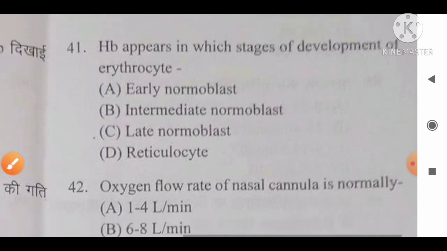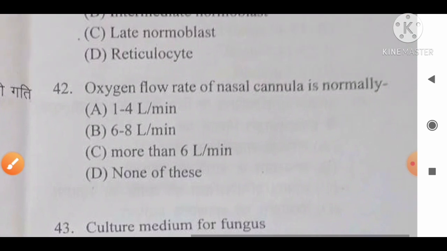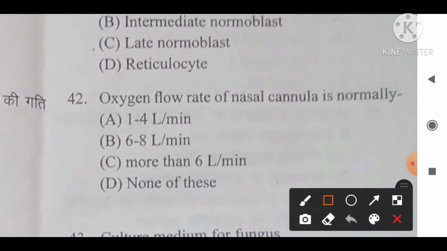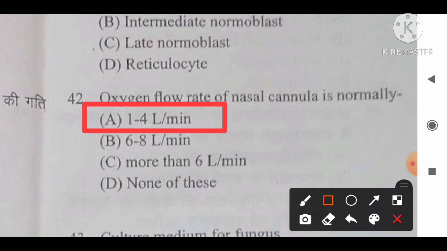Move to the next question number 42. Oxygen flow rate of nasal cannula is normally: option A, 1 to 4 liter per minute; B, 6 to 8 liter per minute; C, more than 6 liter per minute; D, none of these. The fact available regarding this question is that oxygen flow rate of nasal cannula is 1 to 4 liter per minute, as a rate above 4 liter per minute can dry the mucous membrane and cause discomfort and bleeding. So it is generally about 1 to 4 liter per minute. Option A will be the correct answer for this question.